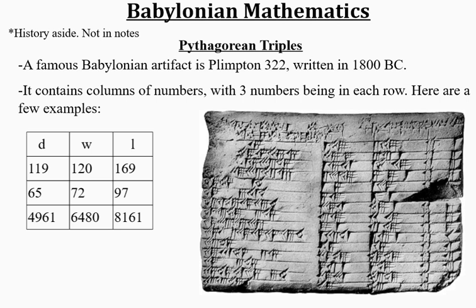And we call it Plimpton 322. It was artifact 322, named after one of the men who found it. We used carbon dating, and it dated back to about 1800 BC, which is 1500 years before Euclid. And it contains the following columns of numbers: 119, 120, 169, 65, 72, 97, 4,961, 6,488, 161. At first we thought these were just random numbers.